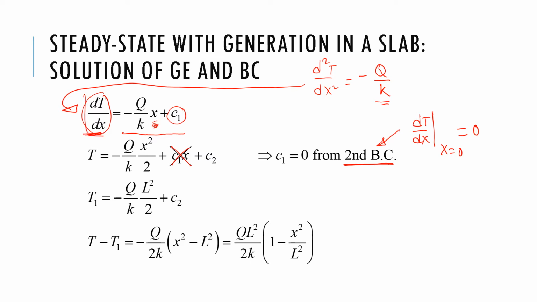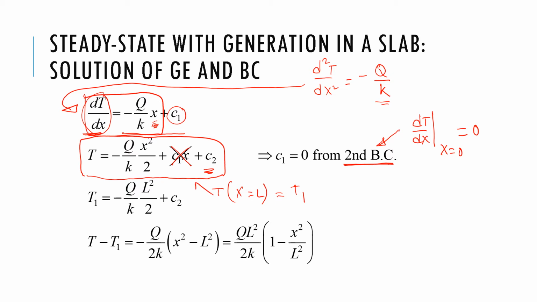So my equation now is just dT/dx equal to minus q over k times x, which if we integrate it again, then I get T equal to minus q over k times x squared over 2 plus c2, another constant of integration. This c2 we have to evaluate using my first boundary condition. The first boundary condition says T at x equal to L is T1. So I plug this in here to get T1 equal to minus q over k, L squared over 2, plus c2.